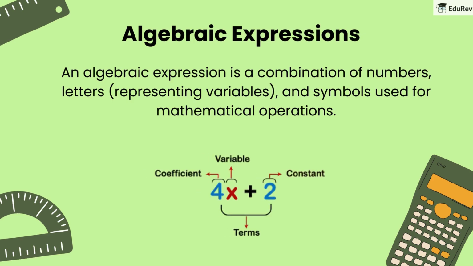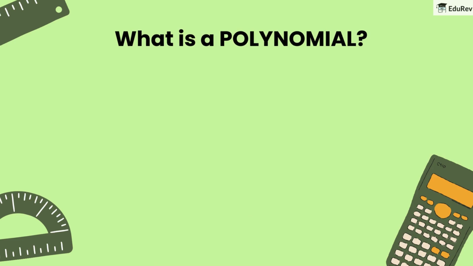The key components of an algebraic expression include coefficients, variables, terms, and constants. For example, in the expression 4x plus 2, 4 is the coefficient, x is the variable, and 2 is the constant. Now, what is a polynomial?